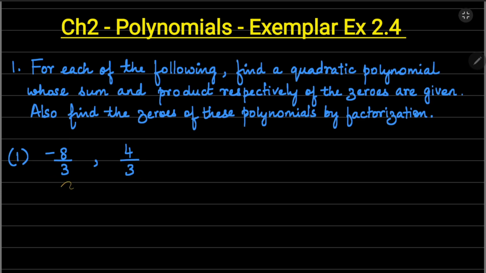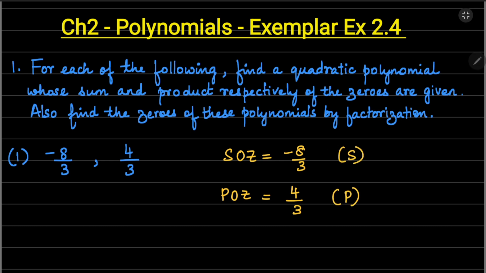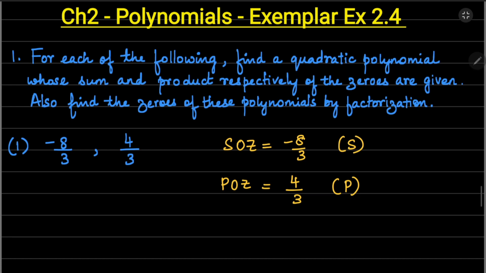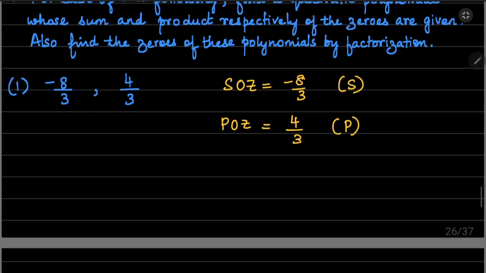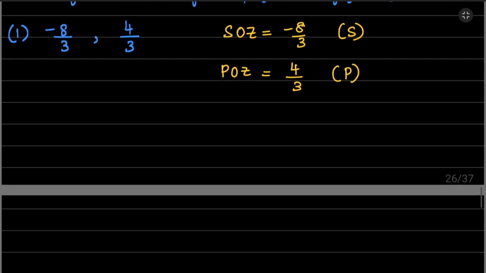Okay, so let's do this. You're given the sum of zeros, right, is minus 8 by 3. This is your first question. And you're also given the product of zeros. It is 4 by 3. So this is your sum and this is your product. Whenever you know the sum and product of zeros, you can find the quadratic polynomial using the formula x square minus sum of zeros into x plus product of the zeros.